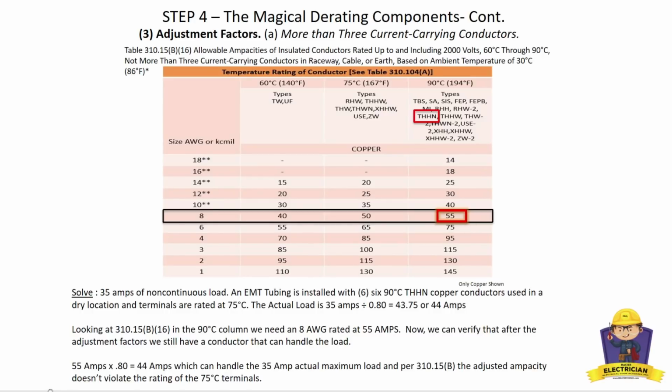Now let's verify that. 55 amps, that's this value here. 55 times 0.80, that's the 80% due to the 6 current carrying conductors that are in the raceway, which was an EMT. That equals 44 amperes. So my new value is good for 44 amperes. I now compare it to the 75 degrees C value. It doesn't exceed the 75 degrees C value, so it's perfectly acceptable to be an 8 gauge. And so that's what my conductor size would be.